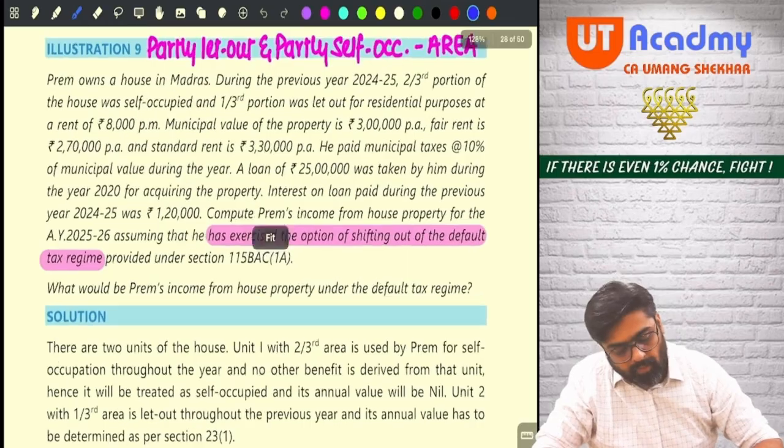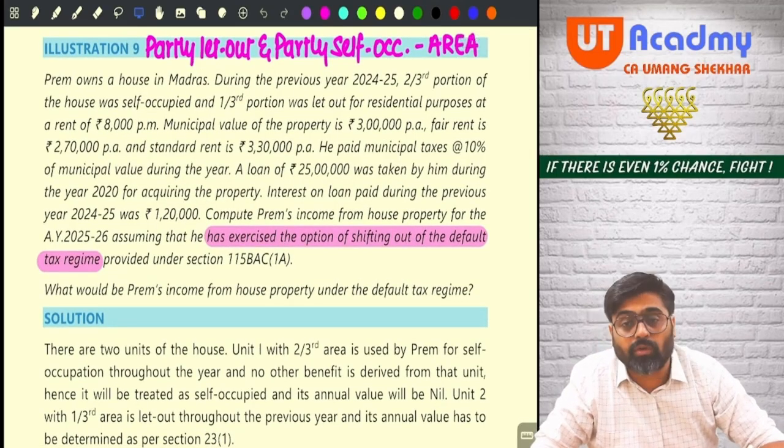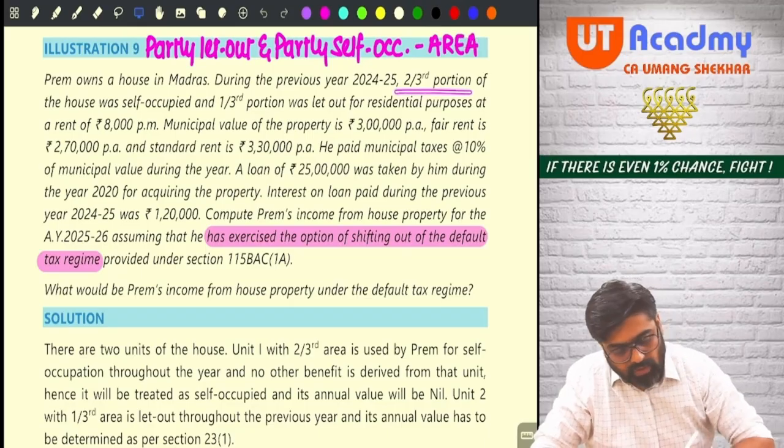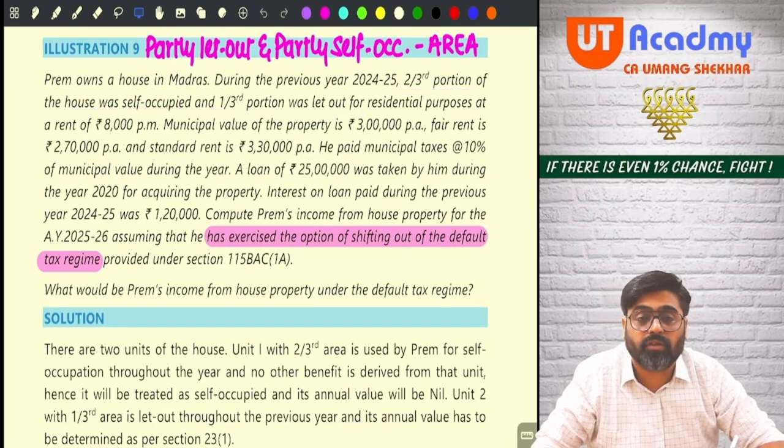Okay. Prem owns a house in Madras. During the previous year 2024-25, two-third portion of the house was self-occupied and one-third portion was let out for residential purpose.